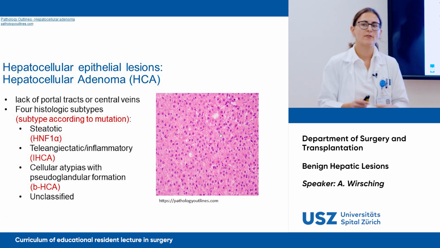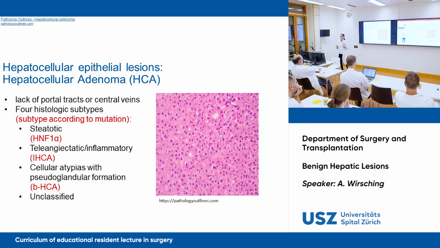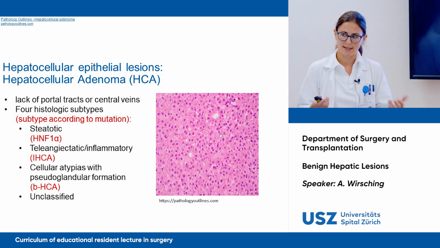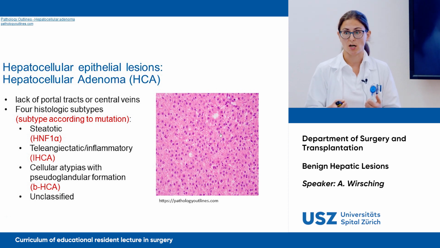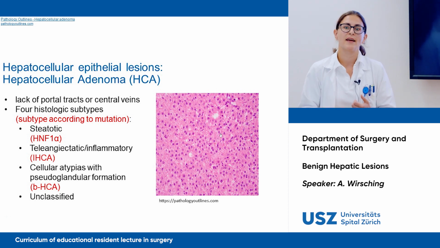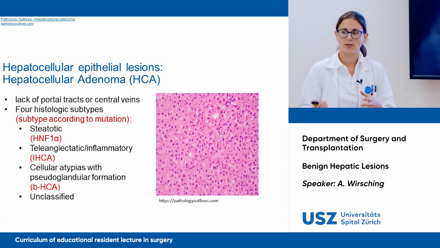Hepatocellular adenoma is a very different entity. They have 4 types of histologic manifestations. What we will talk about first is how it can look histologically. There can be a hepatocellular adenoma which is steatotic. And in red, I already added the typical mutation found in this steatotic type. It's the hepatocyte nuclear factor 1 alpha inactivating mutation, which is associated with it.